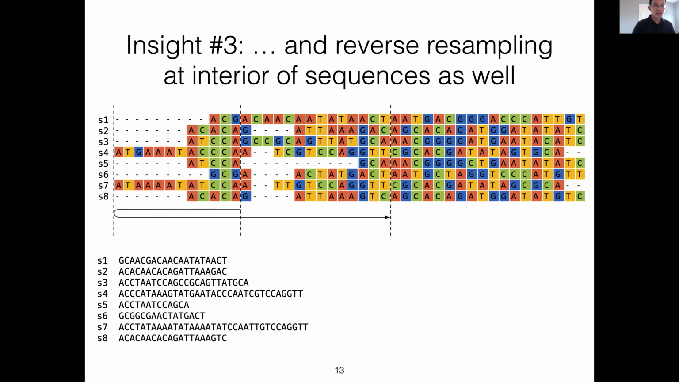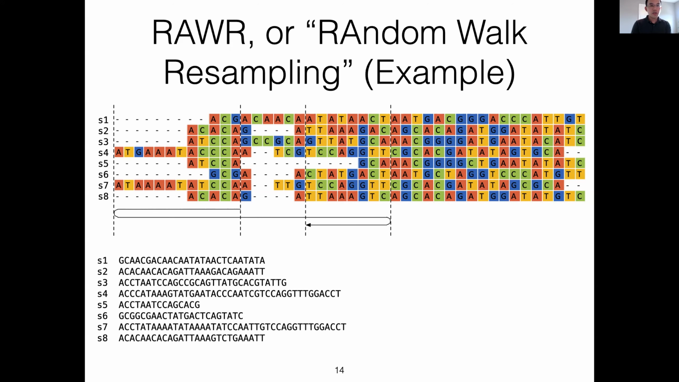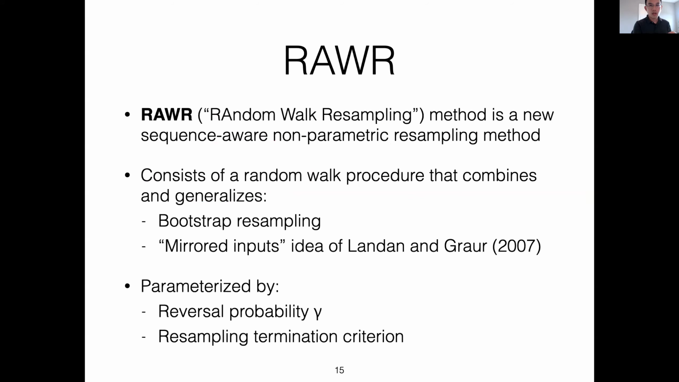Finally, we had the insight that if you can reverse the redirection at the ends of the sequences, then you can do so also at the interior of the sequences as well. So here I'm showing you such a reversal inside of the sequences, not just at the start or the ends. And you can do so with some probability, let's call it gamma. And the resulting procedure basically takes the form of a random walk on the sequences. We refer to this procedure as RAWR, short for random walk resampling.